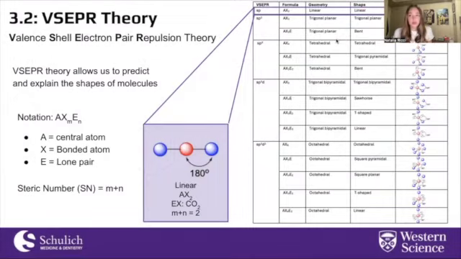We're going to chat about VSEPR theory. So VSEPR stands for valence shell electron pair repulsion theory. VSEPR allows us to predict and explain the shapes and geometry of molecules and how they're arranged in 3D space.